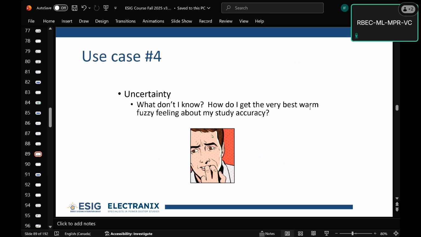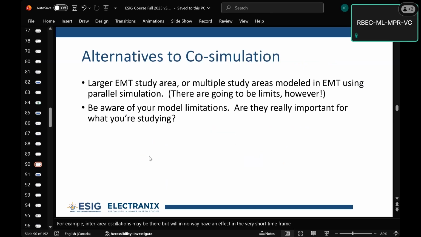Alternatives to co-simulation, of course, you can just make a bigger EMT model, and sometimes that's the best answer because you have enough processing power. It's not that big anyway. Just model a bit more and capture those machine dynamics. You can also just pick machines and put them into the model through the appropriate impedance networks.